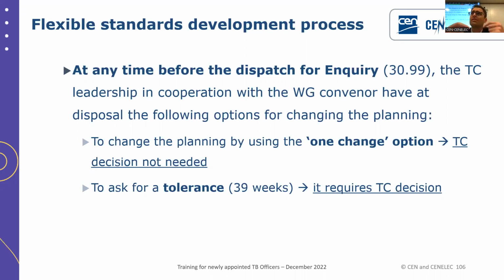If there is a need for a second tolerance, this should be considered exceptional, and the TC would need to make a justified request to the technical board on why a second tolerance is needed. Okay. And a third tolerance, I think I never saw it in my life.